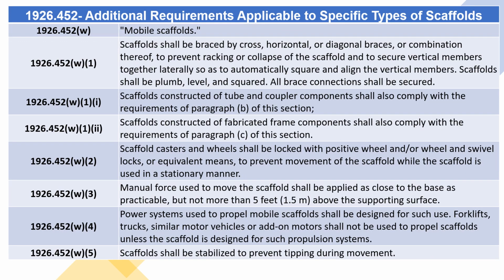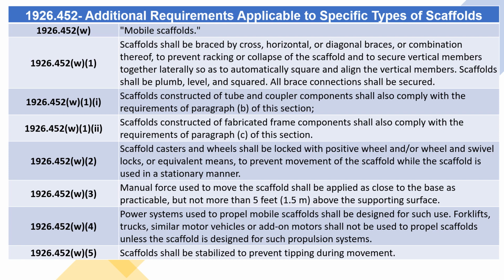1926.452(w): Mobile scaffolds. 1926.452(w)(1): Scaffolds shall be braced by cross, horizontal, or diagonal braces, or combination thereof, to prevent racking or collapse of the scaffold and to secure vertical members together laterally so as to automatically square and align the vertical members. Scaffolds shall be plumb, level, and squared. All brace connections shall be secured.